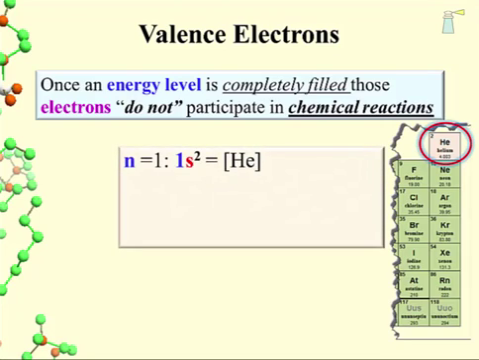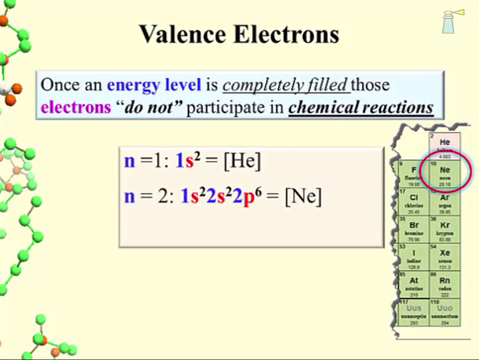n equals 1 is complete at helium. n equals 1 only has an s orbital, and 1s² is that orbital filled. A filled energy level can use the bracket shorthand: [He] is equal to 1s². For n equals 2, the energy level has 2s and 2p orbitals. The noble gas neon has the right number of electrons to fill those orbitals: [Ne].